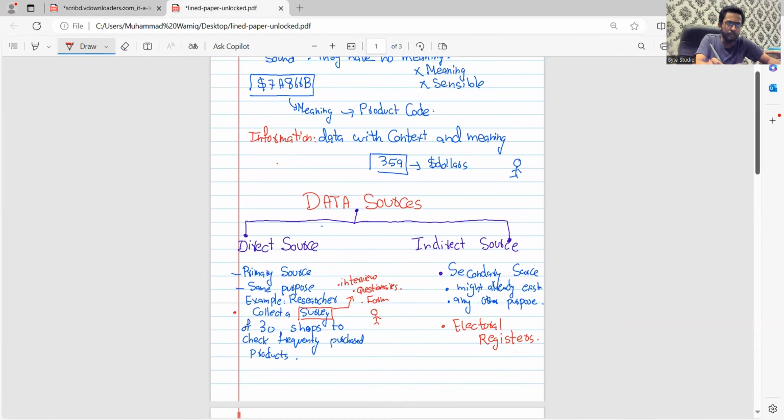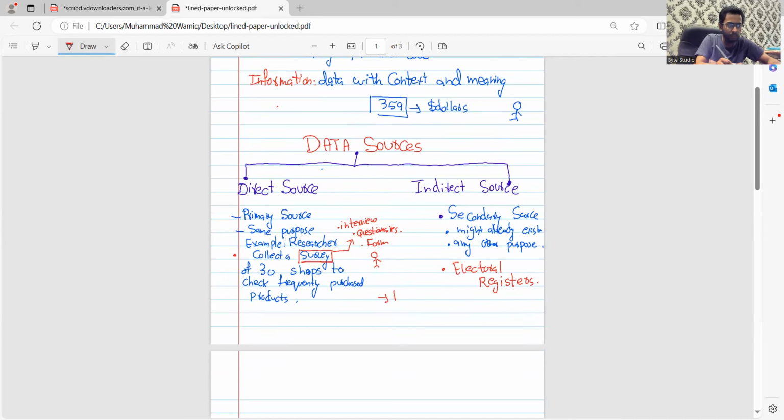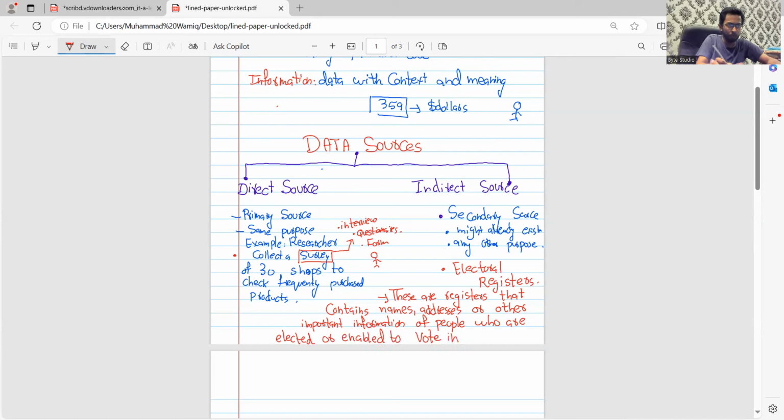So let me write right here as well for yourself that these are registers that contain names, addresses, or other important information of people who are elected or enabled to vote in an election.